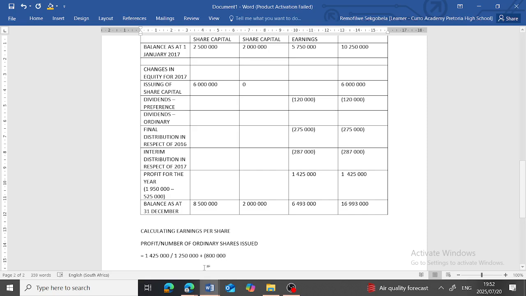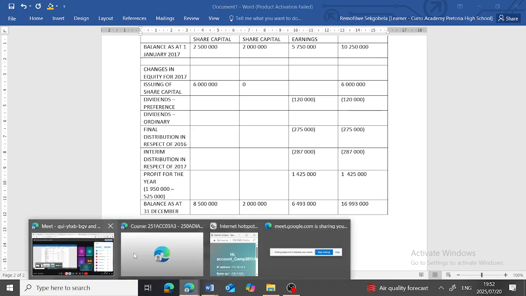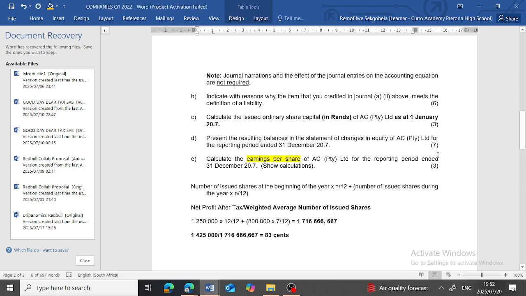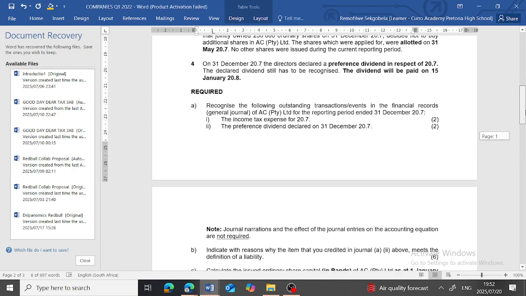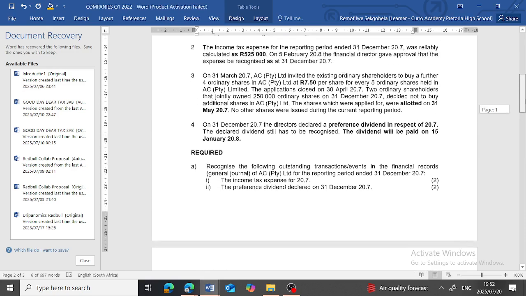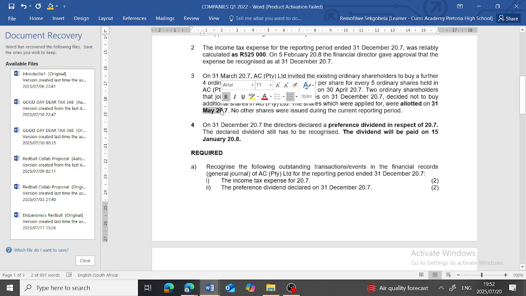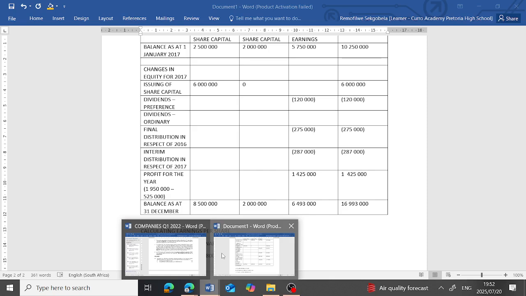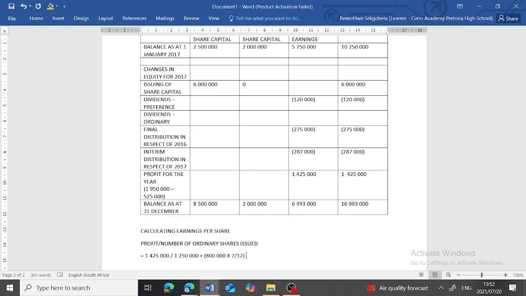The problem with this 800,000, guys, is that it's going to be times 7/12, right? Why is it 7/12? It's because the shares were not issued for the whole year. When were the shares issued? The shares were issued 31 May. So it's going to be June, July, August, September, October, November, December, which is 7/12, right? And then once we have that, we are going to get a figure of what? Let me just calculate here.